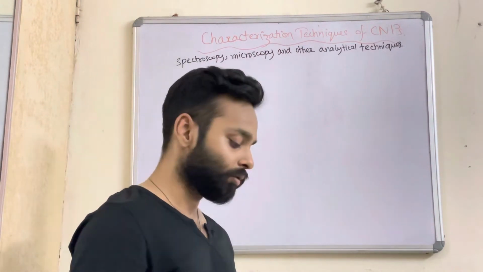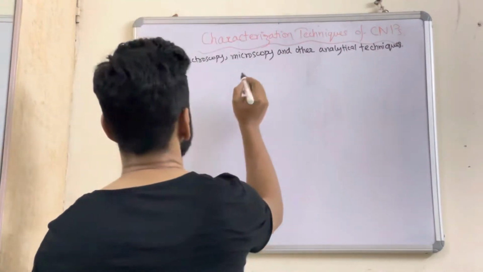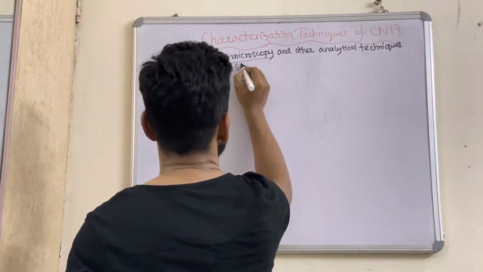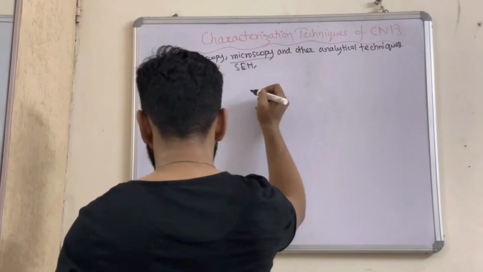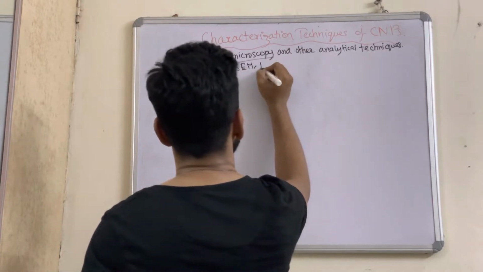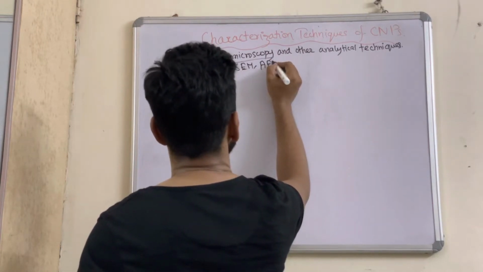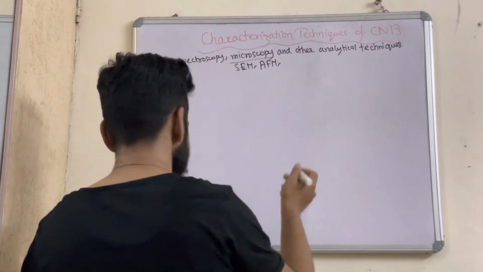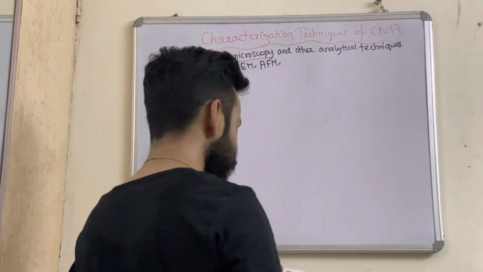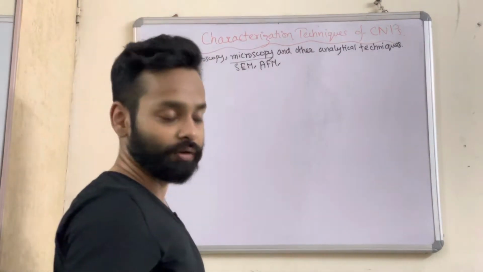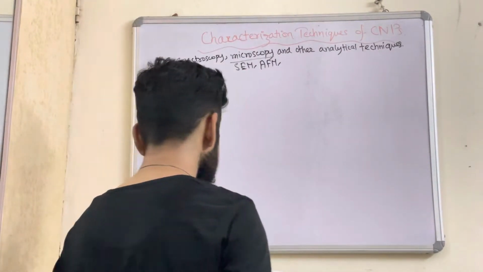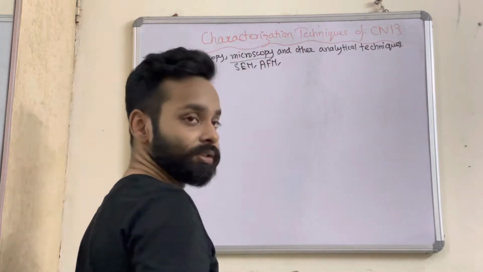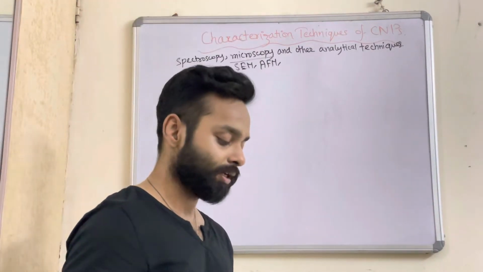Namely, the techniques include scanning electron microscopy, SEM, atomic force microscopy or AFM. These are mainly used for studying the defined morphology of the carbon nanoparticles. And also the micro and nanostructure can be determined as well using these techniques.